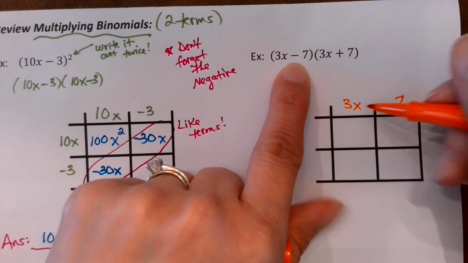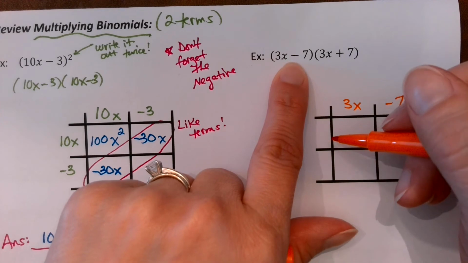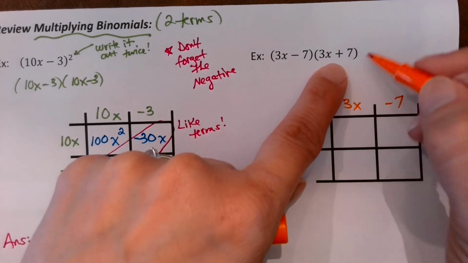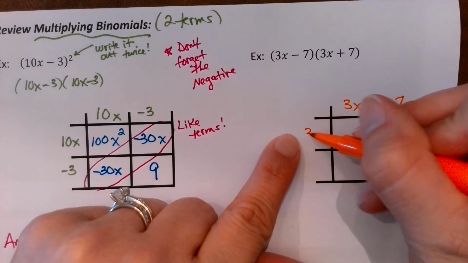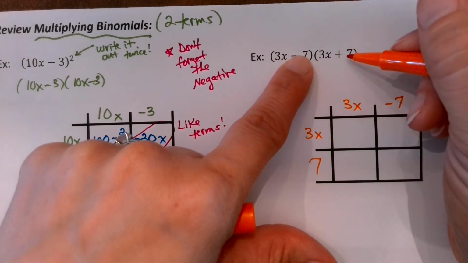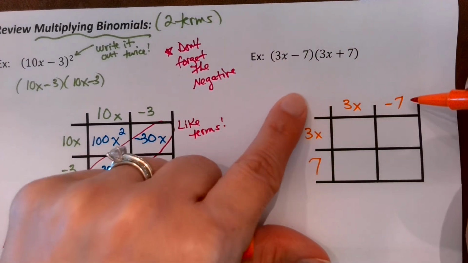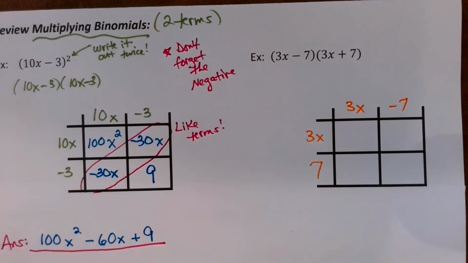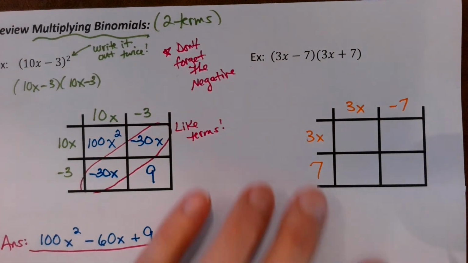Does it matter if I put the first one on the top or the side? Nope, doesn't matter. I'm just going to choose to put the second binomial here, 3x and a positive 7, but you have to put the entire thing. You can't put part of them here and part of them there. Keep them together. Now it's time to multiply.